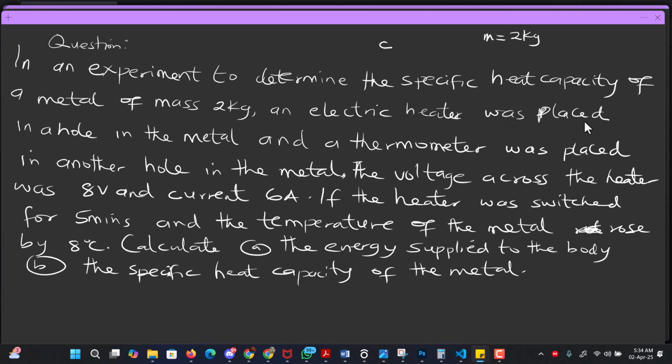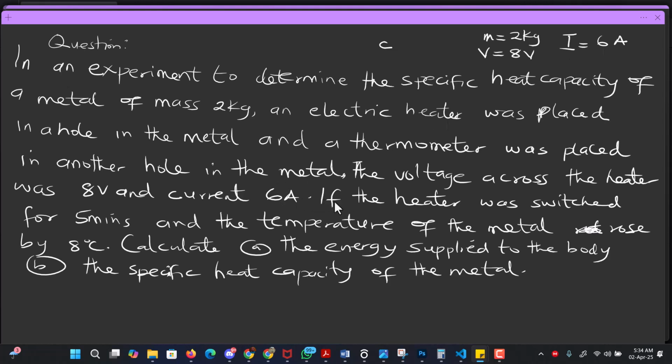An electric heater was placed in a hole, as I showed you before, in the metal, and a thermometer was placed in another hole in the metal. The voltage across the heater was 8 volt. They even told you that this 8 volt is called voltage. So I'll say my V equals 8 volts, and current 6 amp. I'll say I equals 6 ampere.